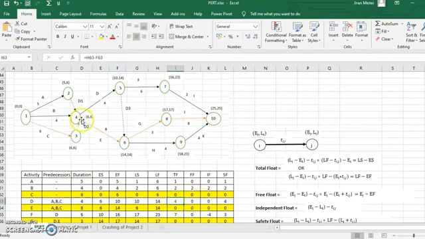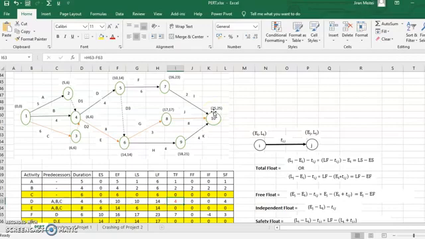This means that instead of starting at 6, activity D can have a delayed start by 4. Its earliest start is 6, but you can even start at 7, 8, 9, and 10. 10 is the latest, because 6 plus 4 is 10. If you start beyond 10, then this 25 will be disturbed. As long as you start between 6 and 10, it will not be disturbed.